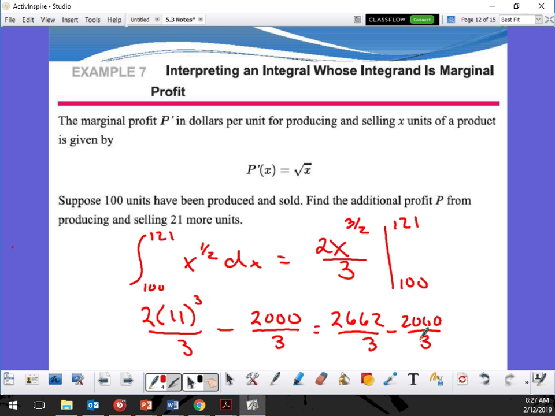So that's going to give me 662 over 3. And you said what? 220.6. So, find the additional profit P from producing and selling 21 more units. It's 220.67, since it's money. So the additional profit is $220.67.